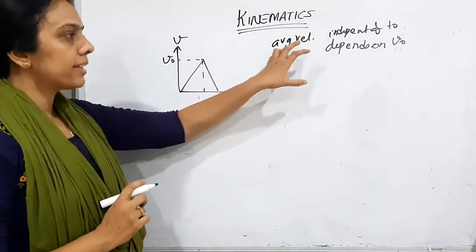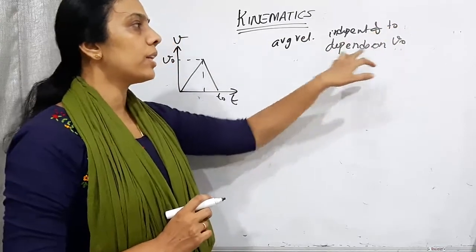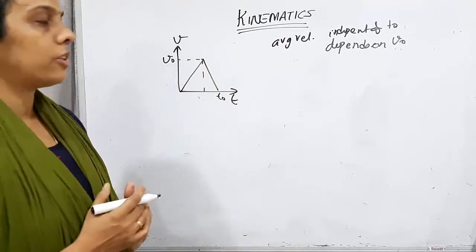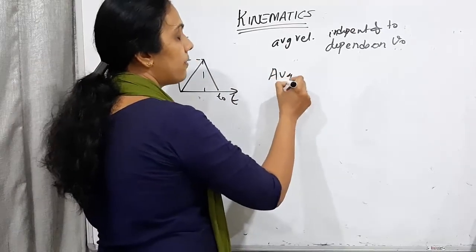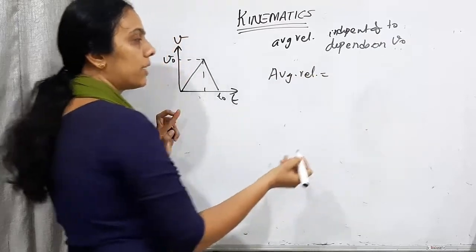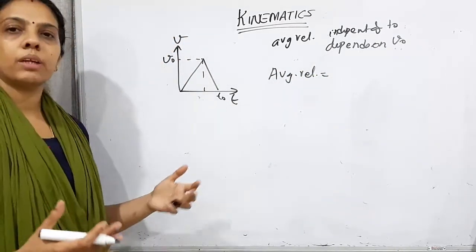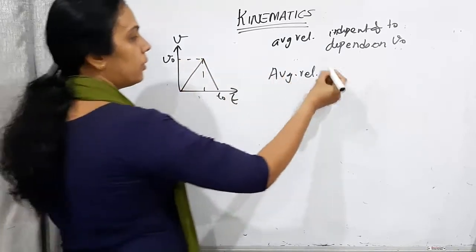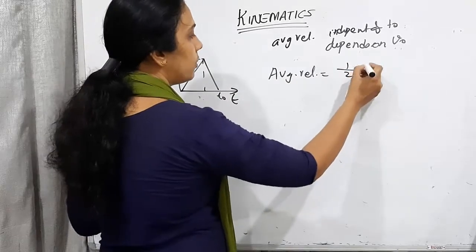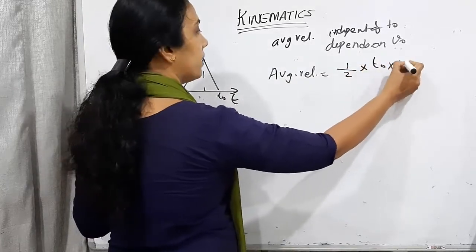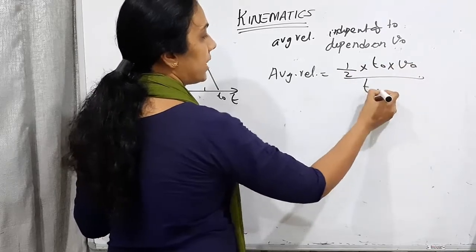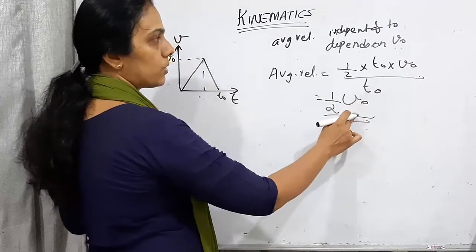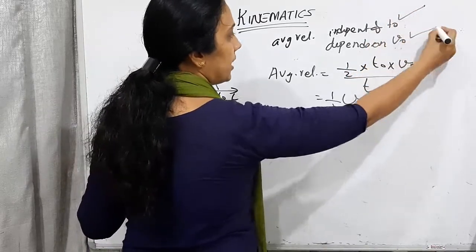So first we need to find out the average velocity. What is the value of average velocity? How can we find it? Average velocity equals total displacement divided by time. In the velocity time graph, how can we find the displacement? Yes, the area under the graph will give you displacement. It's a triangle, half into base into height, divided by time. Time is t0. So here we are getting half v0. This is the average velocity. So it is independent of t0 and depends on v0.